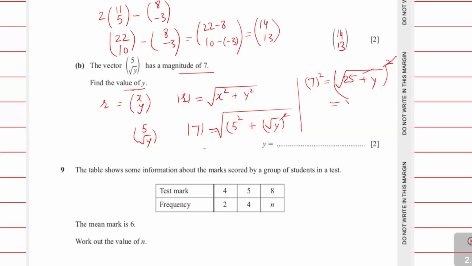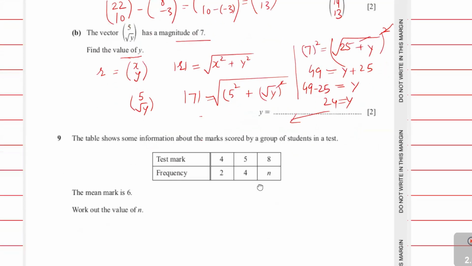This is y plus 25, and this is 49, and therefore y will be equal to 49 minus 25, and this will be equal to 24, and therefore this is the answer.